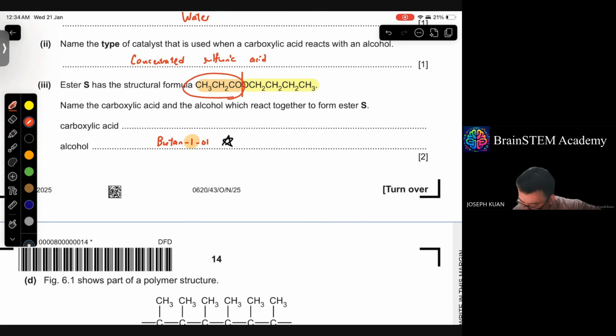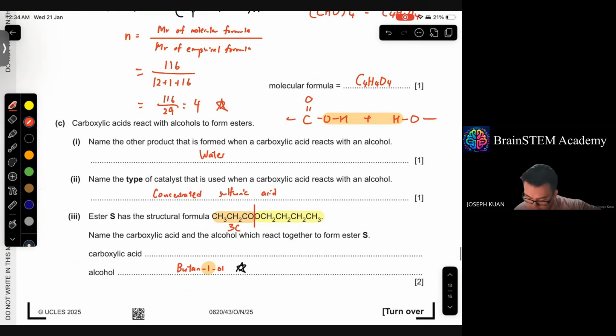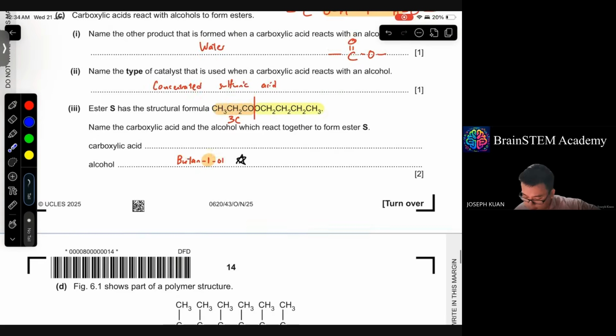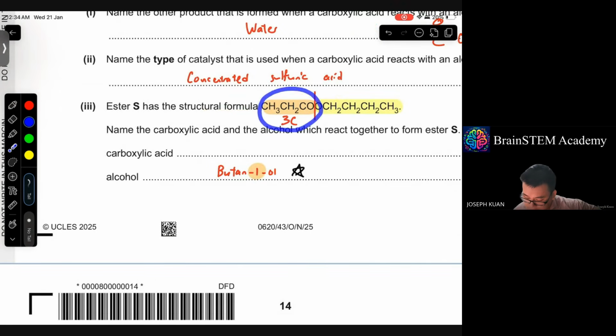And then for the other side, this is a 3-carbon carboxylic acid. If you're wondering how I got this conclusion, I just reverse the thought process. I think about how the functional group of esters is created from this, so I reverse this thinking process. I know that this part comes from the carboxylic acid. That's 3 carbons, so it's called propanoic acid.